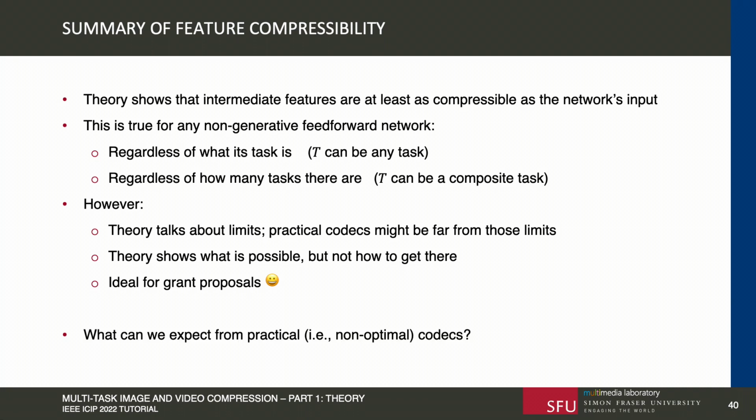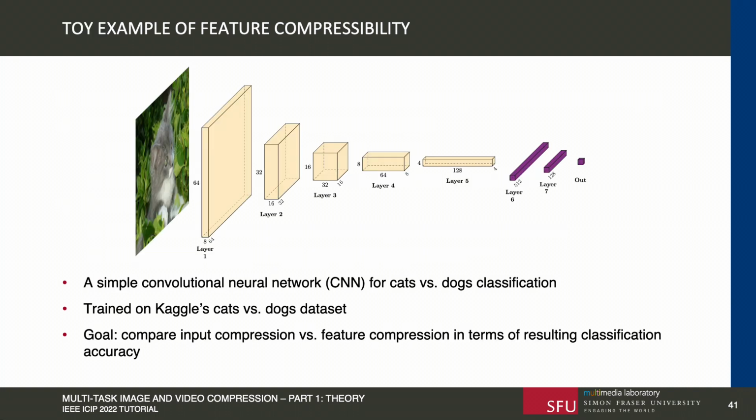Nonetheless, we still have to ask at this point, what can we expect from practical codecs that exist today? In other words, can we see any of this predicted behavior using codecs that are not optimal? So let's look at a simple toy example of feature compressibility on a simple network and with a practical codec.